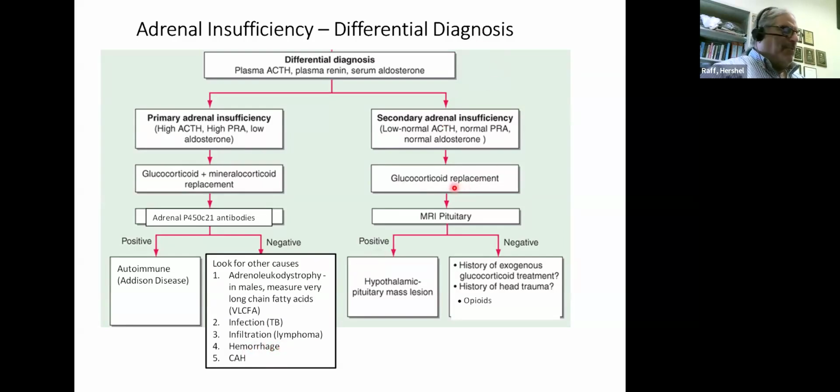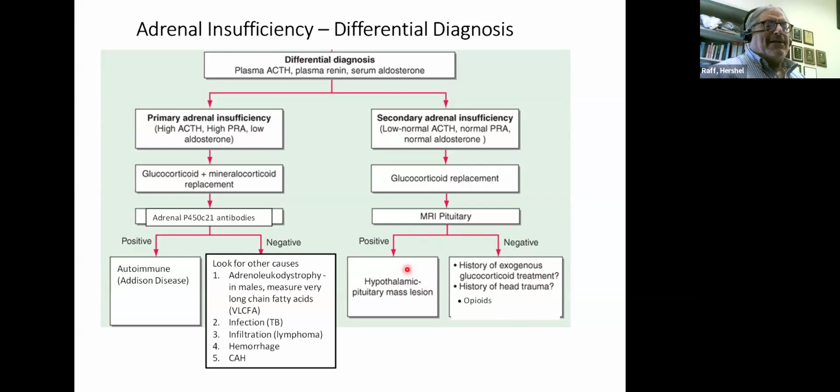Secondary adrenal insufficiency, you immediately put them on glucocorticoid, but not mineralocorticoid. In fact, that could be bad for them. You could lose control of their potassium. And other than the physical exam and the history and everything, they were in a car accident. That could be the trauma that we're looking for. A pituitary-directed MRI. If it's positive, they have a lesion there, then you meet up with the surgeons, the neurosurgeons, and you decide what to do.